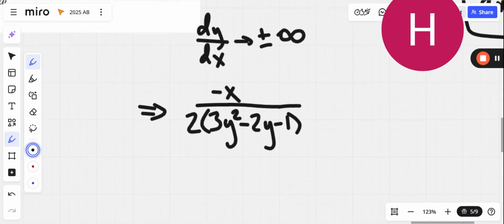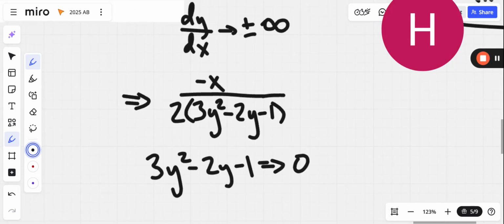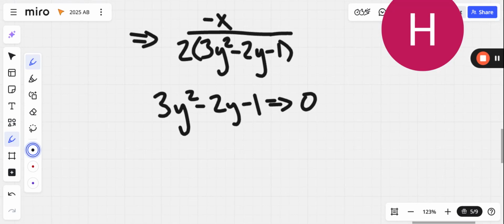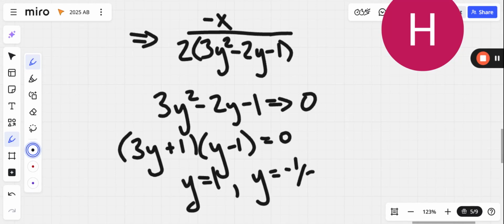It approaches 0. As that happens, that means that this denominator term, 3y squared minus 2y minus 1, must be going to 0. And this looks like a fun quadratic to factor. It's going to be pretty simple. I would guess (3y plus 1)(y minus 1). So we would have y equals 1 and y equals negative 1/3.